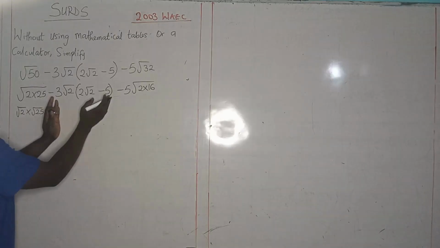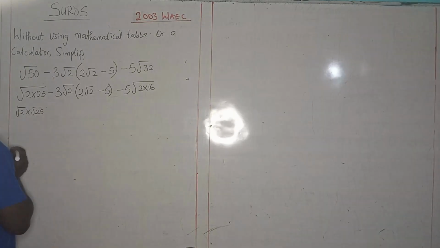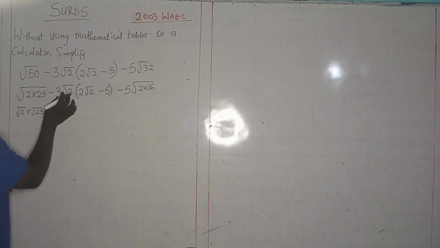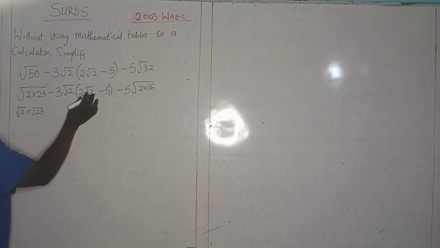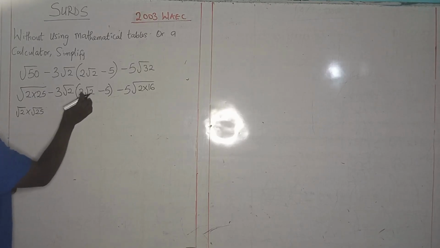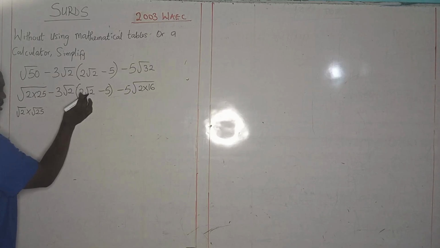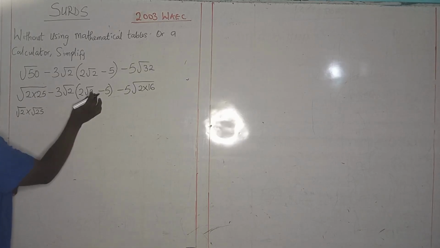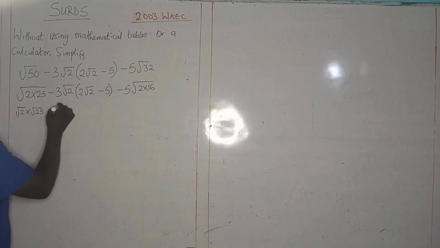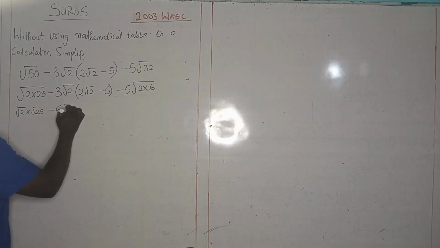Now let's use this to expand the bracket. Now this will be what? 3 root 2 multiplied by 2 root 2. What is outside the root? We multiply what is outside the root here. Why the root? We multiply themselves. What does that mean? It means it will be minus 6 root 2 times 2.